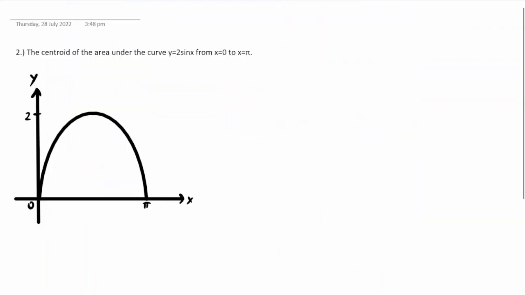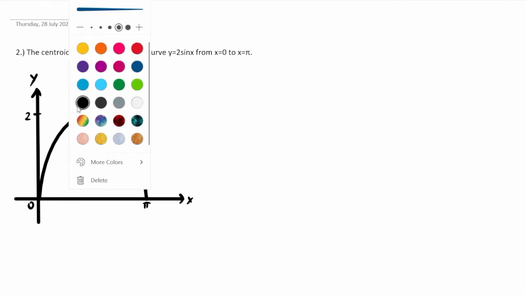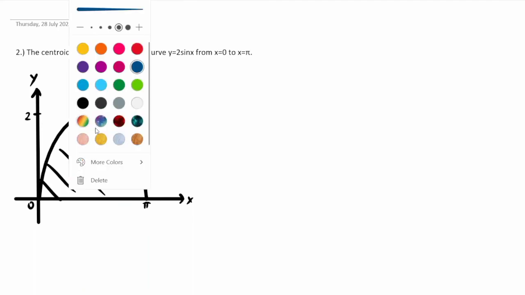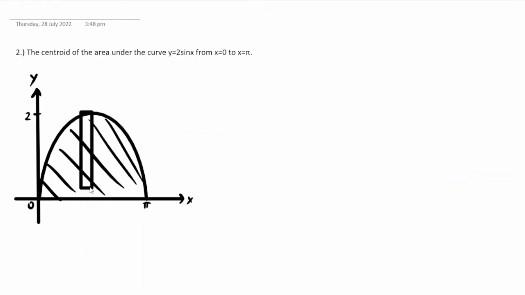Okay, next problem here is the centroid of the area under the curve y equals to 2 sine x from x equals to 0 to x equals to pi. Now, as you can see here, this is the curve of y equals to 2 sine x with limits from 0 to pi here. This is our area, and then our strip is, let's put a strip here, there.